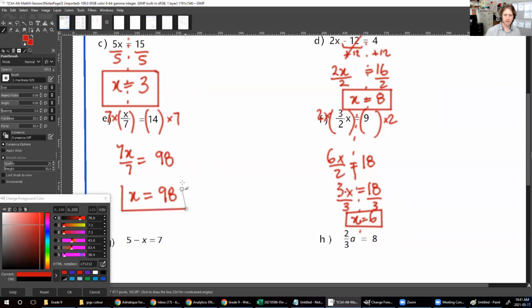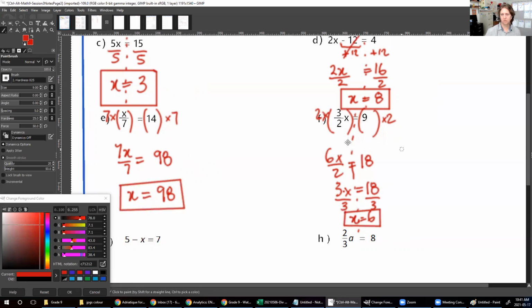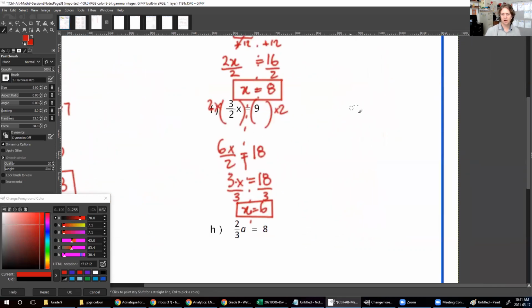I said I'd show you the fast way. I'm not sure that's going to be any faster, but we can do it. 3 over 2x is equal to 9. I'm going to multiply by the reciprocal, which means the flipped variable, the flipped fraction. So I'm going to multiply by 2/3, and I'm going to multiply this by 2/3.